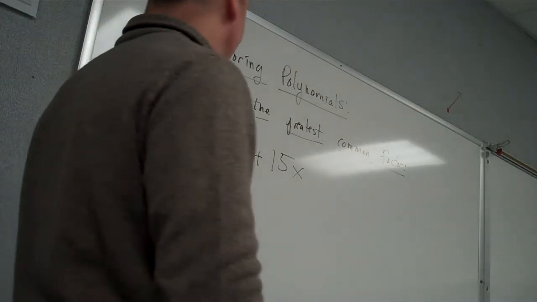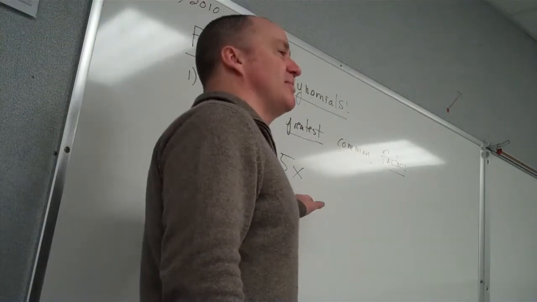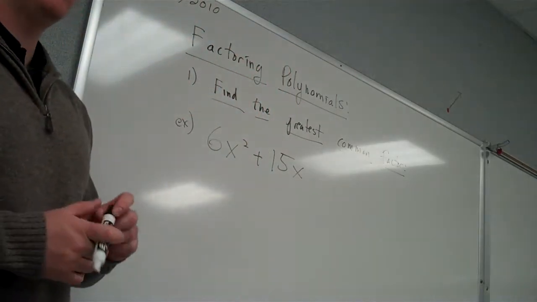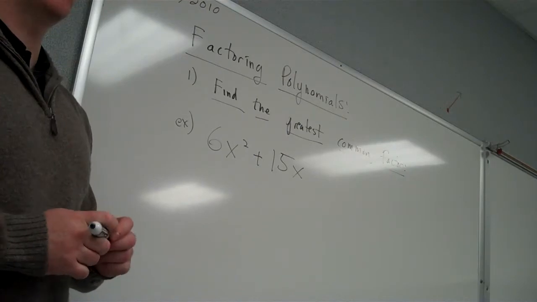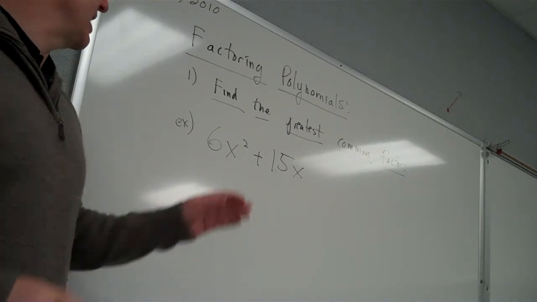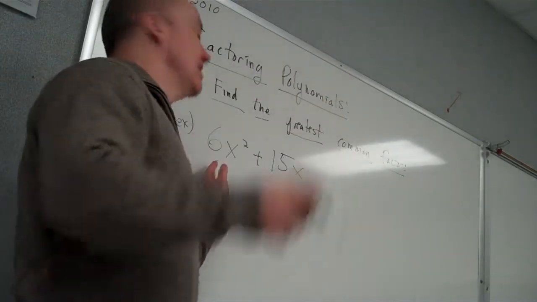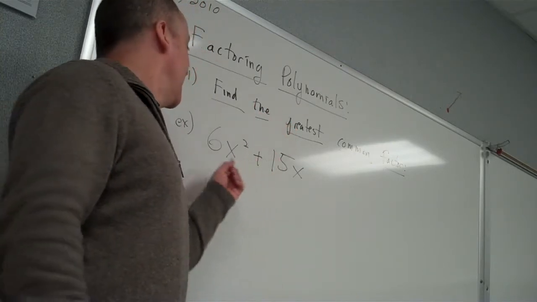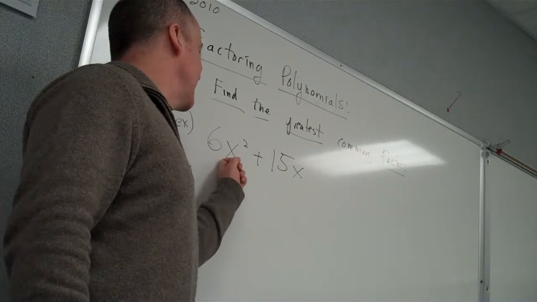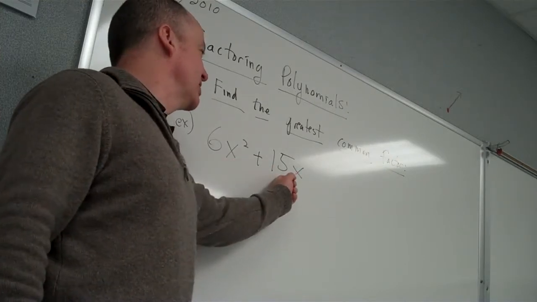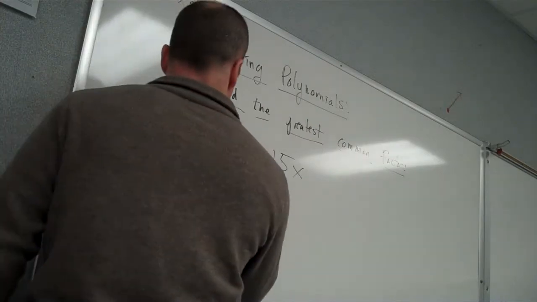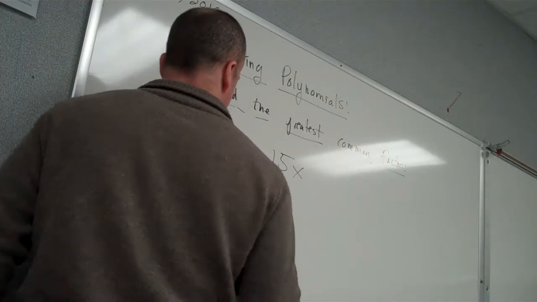Okay, 6x squared plus 15x. Do these two monomial terms being added together, making a polynomial, have any factors in common? No. No? What do you mean? Really? If you think about things that multiply by 3 to make 6x, and things that multiply by 3 to make 15x. Three. Do they have anything else in common?